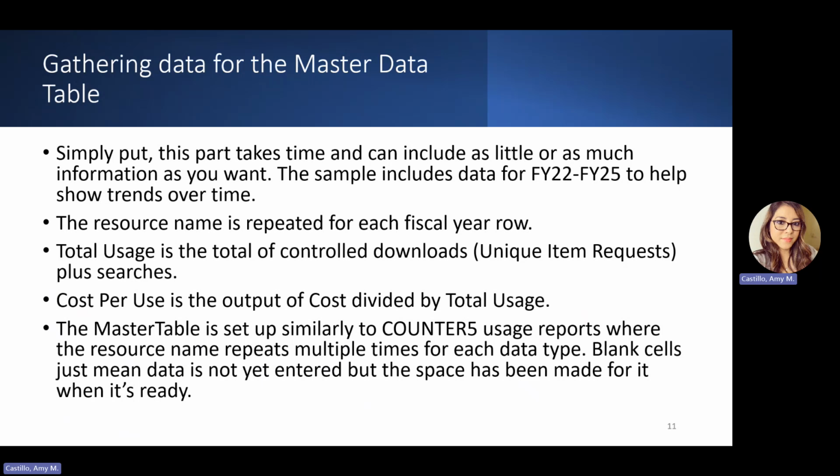For the purposes of total usage, I have combined controlled downloads with searches to cover usage for indexes. The cost per use column is a formula of cost divided by total usage, since I only want to use controlled usage in that assessment. And lastly, this master table is set up similarly to COUNTER usage data standard reports, where the resource name repeats multiple times for each data type. Blank cells in the sample data just mean that the data is not yet entered, but we have the space for it when it's ready to be included.